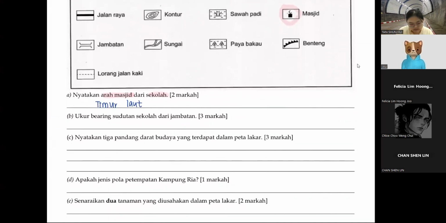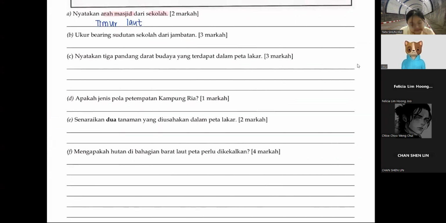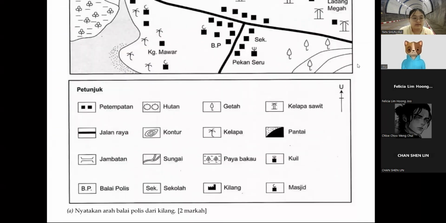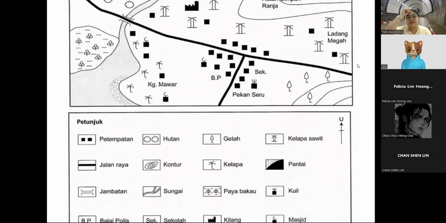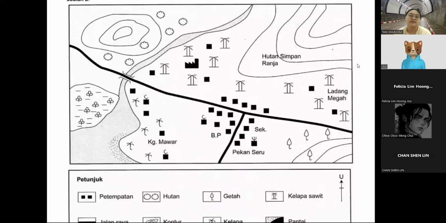All right. Let's try one more for question 8. See, they tell you question 8, they say nyatakan arah balai polis dari Kira. So can you find it for me? Can you tell me the answer? I'm not gonna point for you, but balai polis dari Kira. Come, try that out.